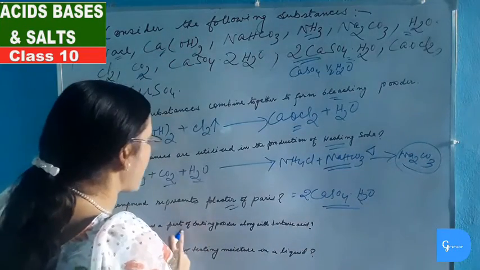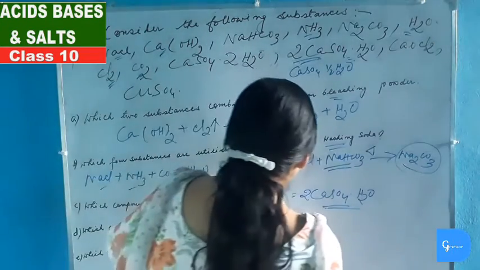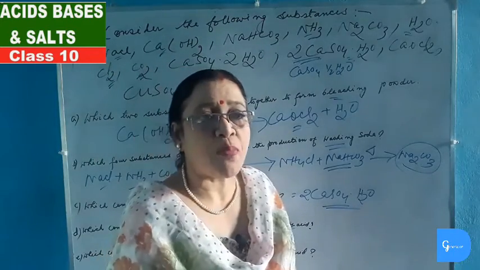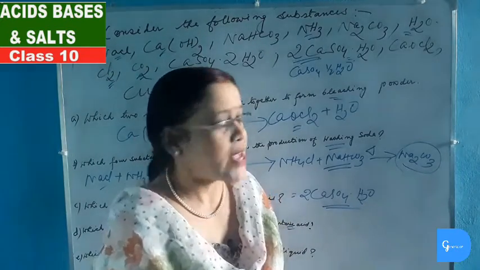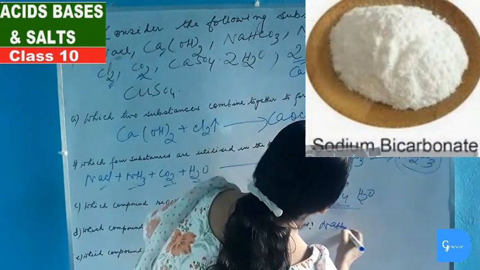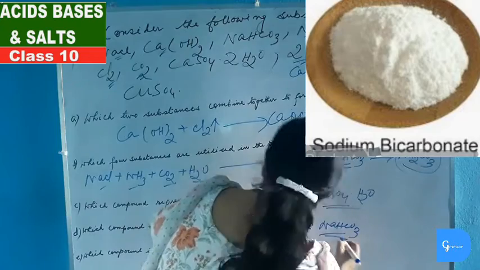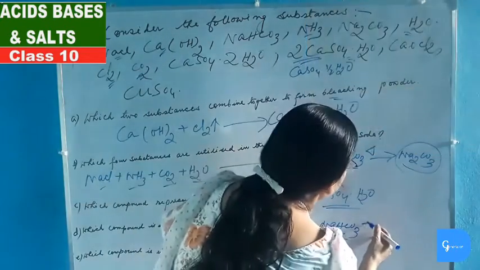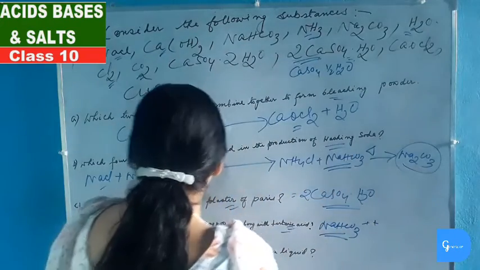Which compound is a part of baking powder along with tartaric acid? We know that baking powder is a mixture of baking soda plus tartaric acid. So baking powder is NaHCO3, sodium hydrogen carbonate. So the compound sodium hydrogen carbonate is mixed with tartaric acid to give baking powder.